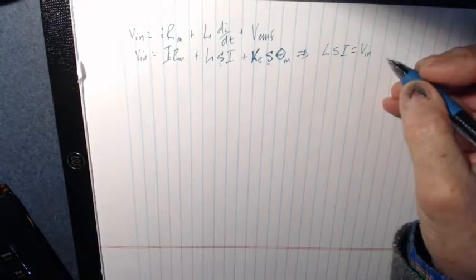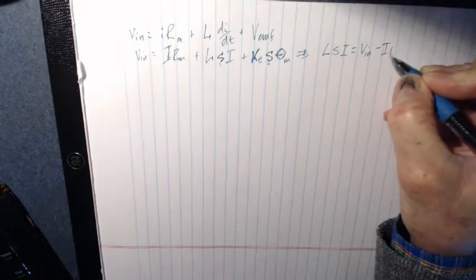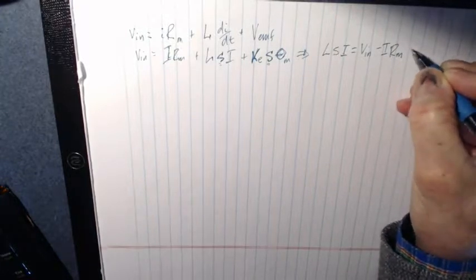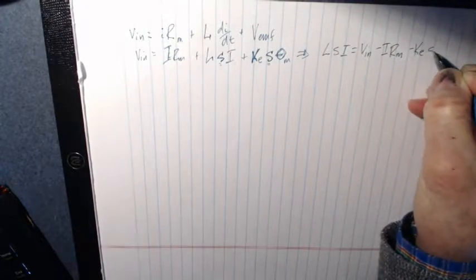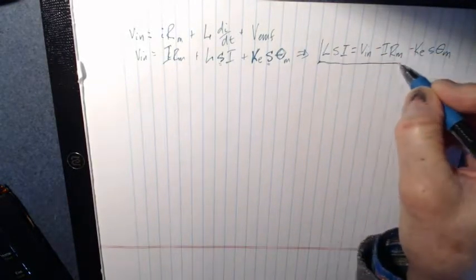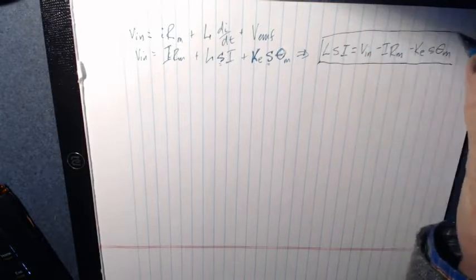is going to be equal to, so that's a Vn. That's kind of the input. We kind of know that. Minus IRm minus Ke times S theta m. And so now we have a perfectly good equation. What I'm going to do is I'm going to convert this equation into a block diagram for you. And so the first thing that we have to know about block diagrams is that they're just a block.